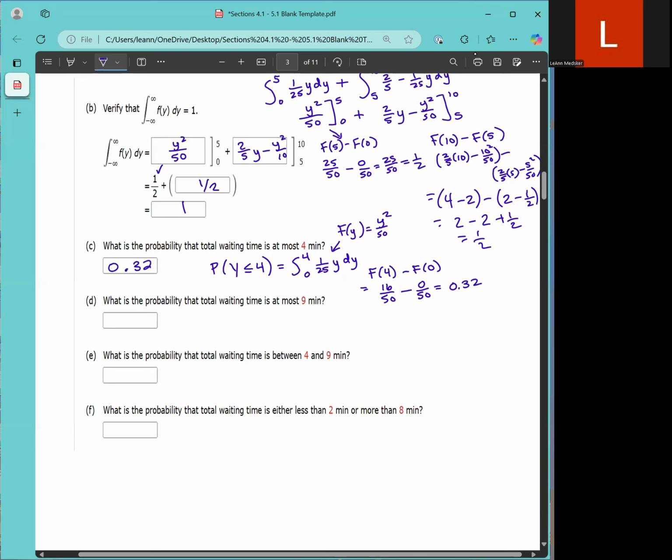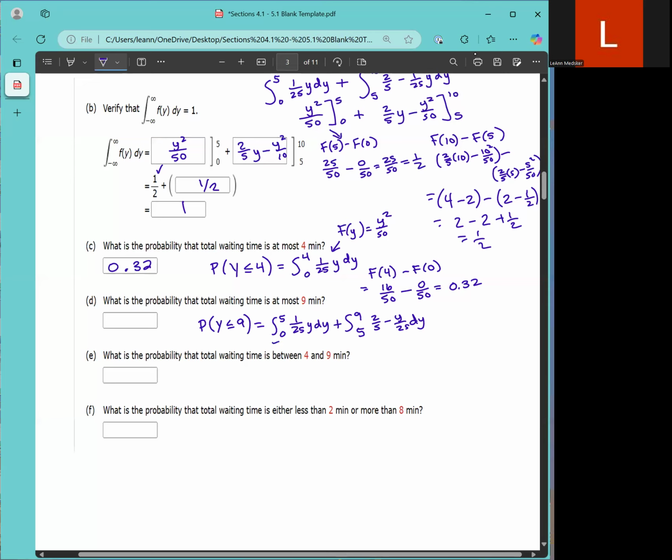Okay. Now we're looking for at most 9. So at most 9 means 9 or less. Now that's going to be two separate pieces. We'll have the 0 to 5 for the first part, and then we'll have from 5 to 9 on the second one. And I'm just writing the original functions here so we can see how those integrals would have broken down. We're going to use the big F's that we came up with for each part.